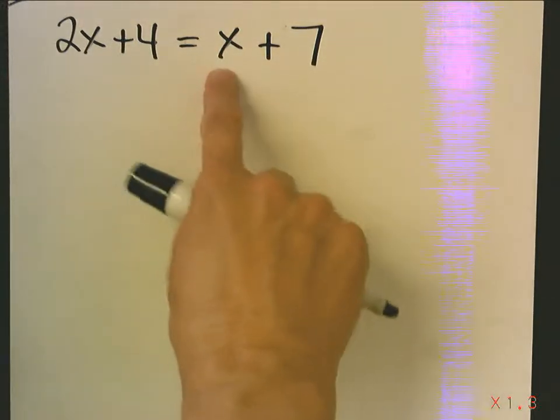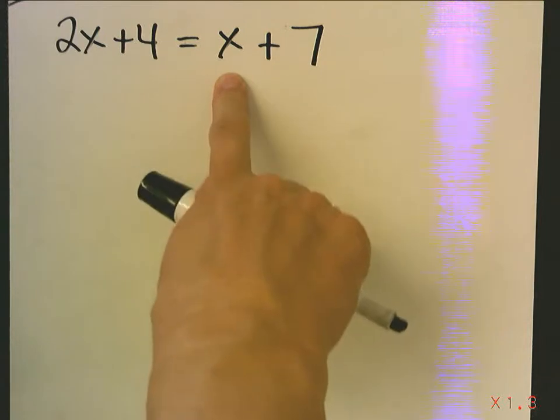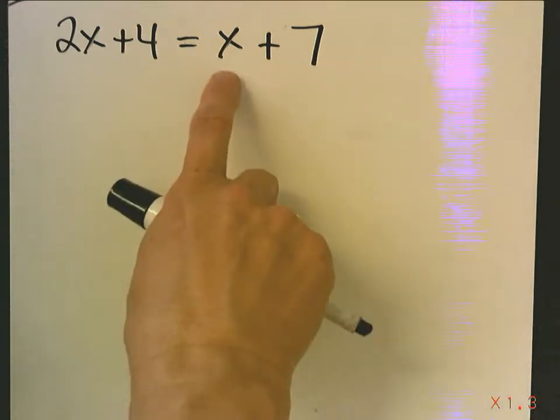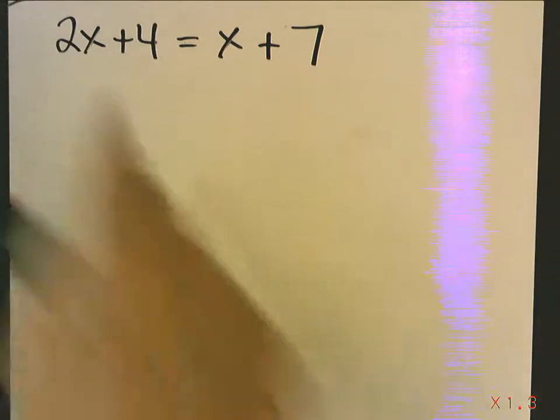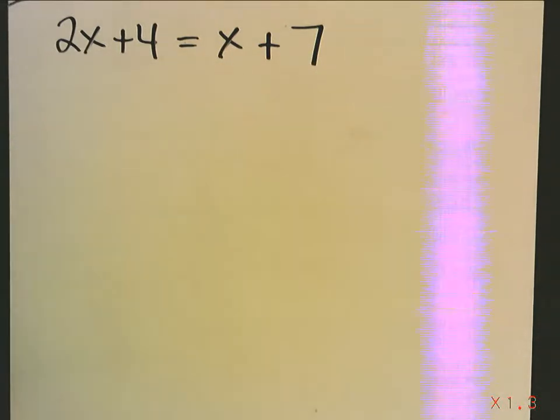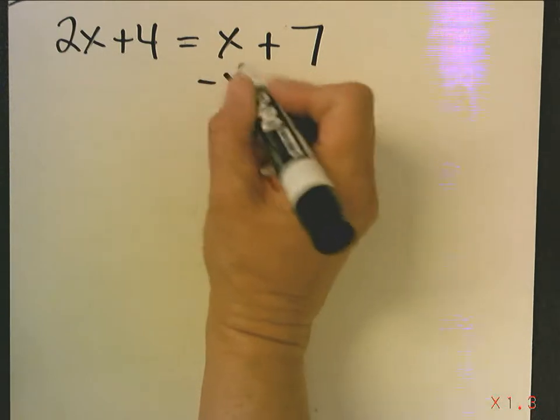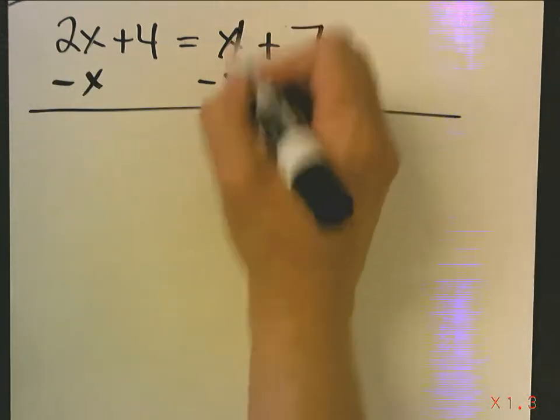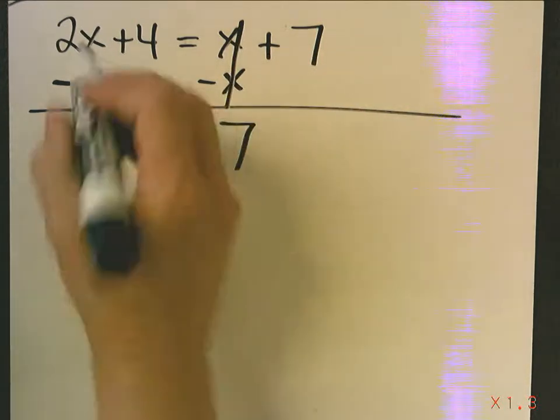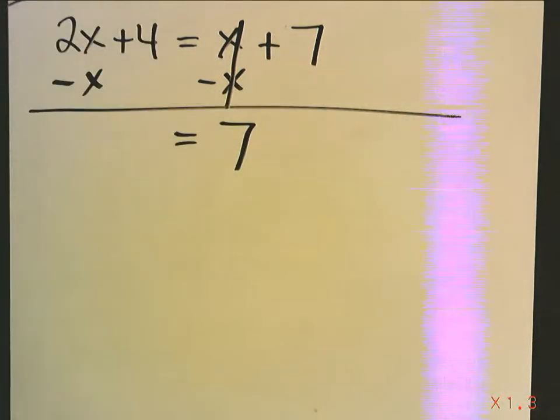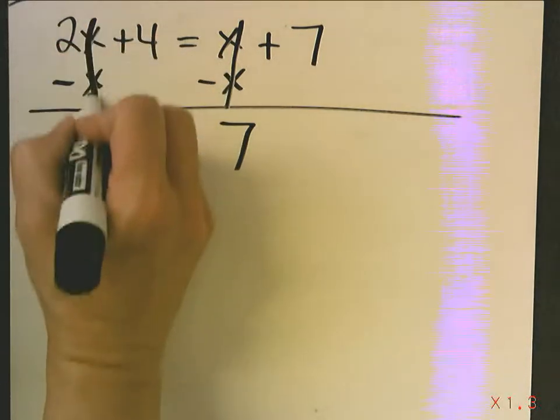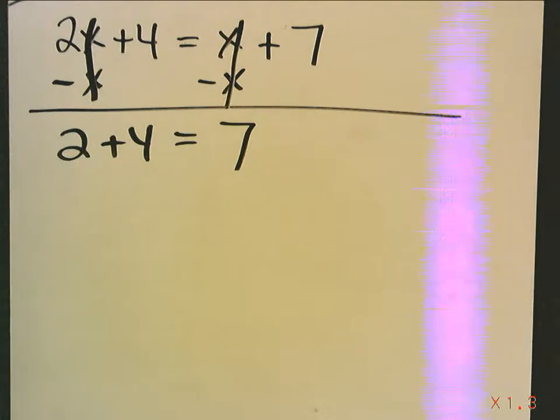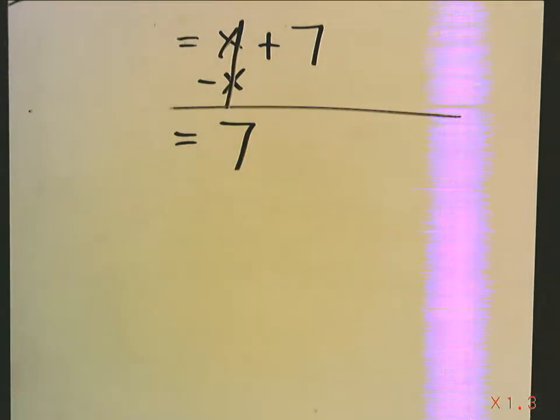So if I don't want this x here, in math, when we take things away, we subtract it. So I can either subtract x from both sides, or I can subtract 2x from both sides. Because I like to keep my variable positive, I'm going to subtract x from both sides. Now be careful here. A common mistake people make is they think, oh, the x's cross out and I have a 2 there. That's not how we do it.